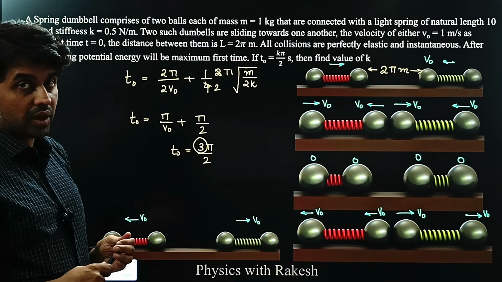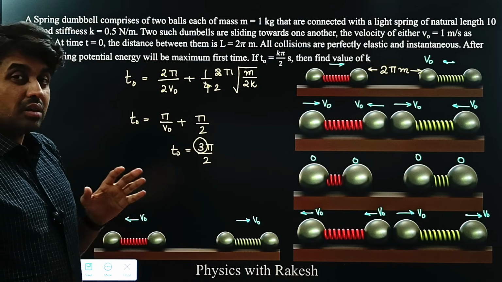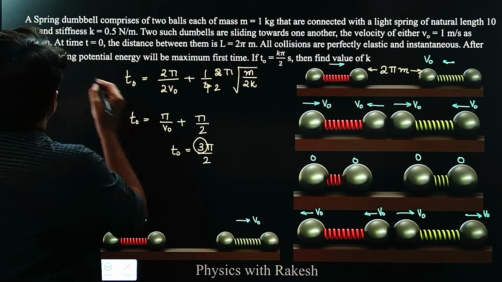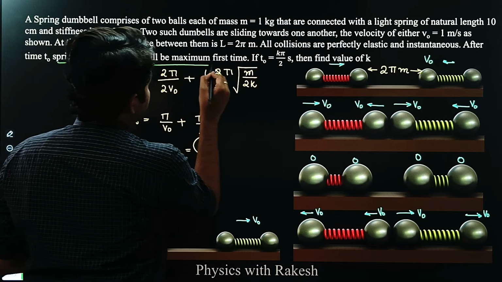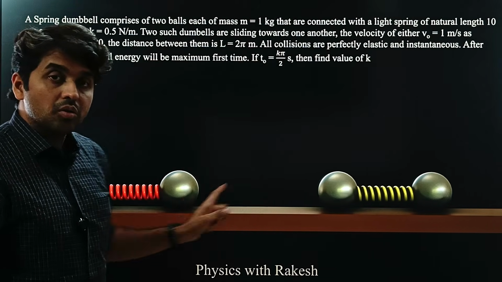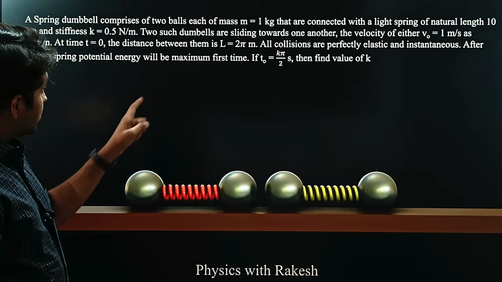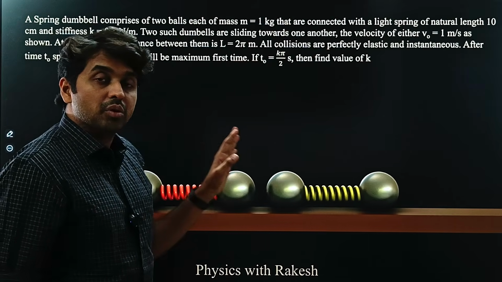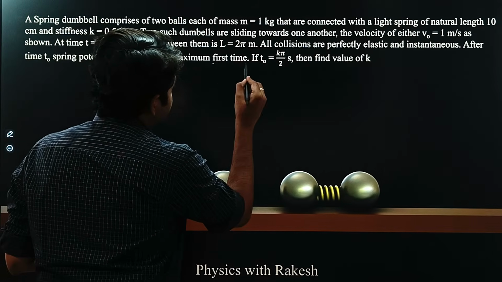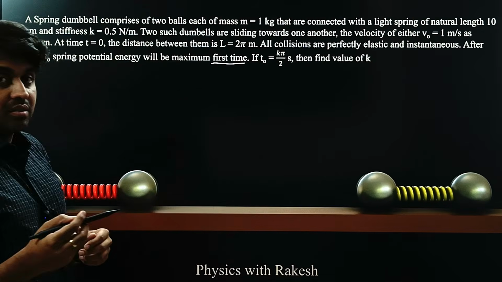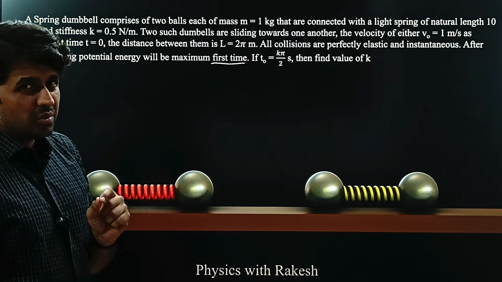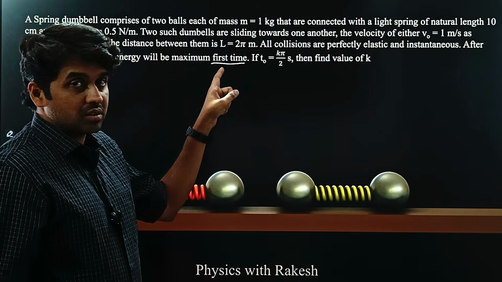3. Now, what is the mistake in this question? He has said here that the spring potential energy will be maximum for the first time. The spring potential energy becomes maximum, after that they both go away. So there is no second time, third time that the spring potential energy is becoming maximum. There is only one time. So when he's saying first time, that means he has given a hint that there could be a second time, there could be a third time. So that is a small mistake in the framing of this question.